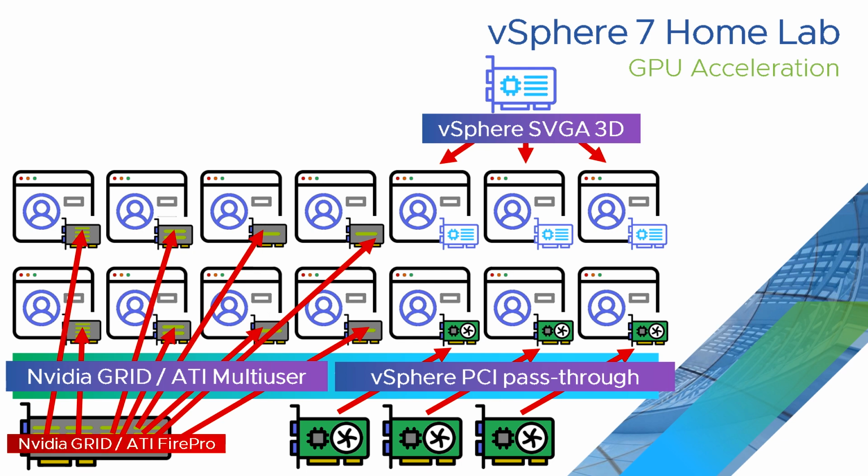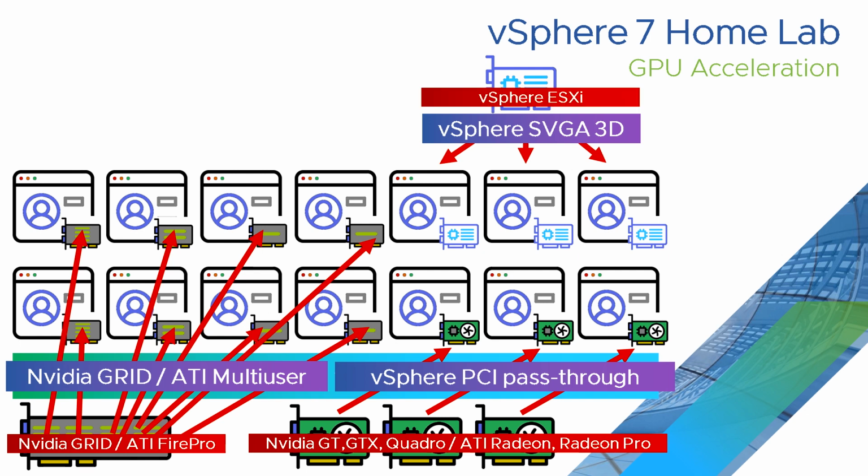And just to clarify that, what we would have to use for Nvidia GRID and ATI MultiUser is something like an Nvidia GRID card or an ATI FirePro. To use something like PCI Pass-Through, we generally have a consumer-based card, something like an Nvidia GT, GTX or a low-end Quadro. On ATI, that would be something like a Radeon or a Radeon Pro. And for the software-defined one, it's basically just using the capabilities of vSphere ESXi.